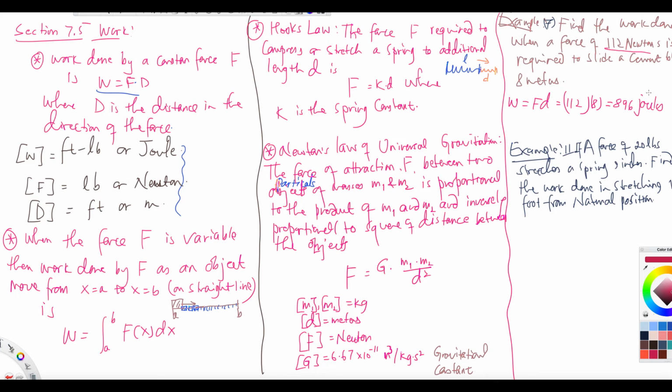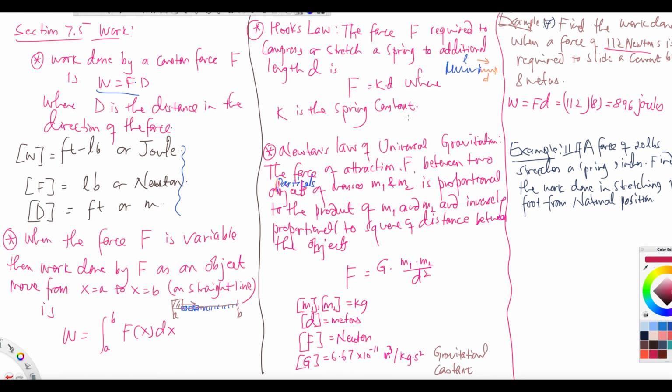All right. So the next example is question number 11 from the book. There are very few problems as online homework. So example 11: if a force of 20 pounds stretches a spring 9 inches, find the work done in stretching 1 foot from natural position. This problem is question number 11 from the book.